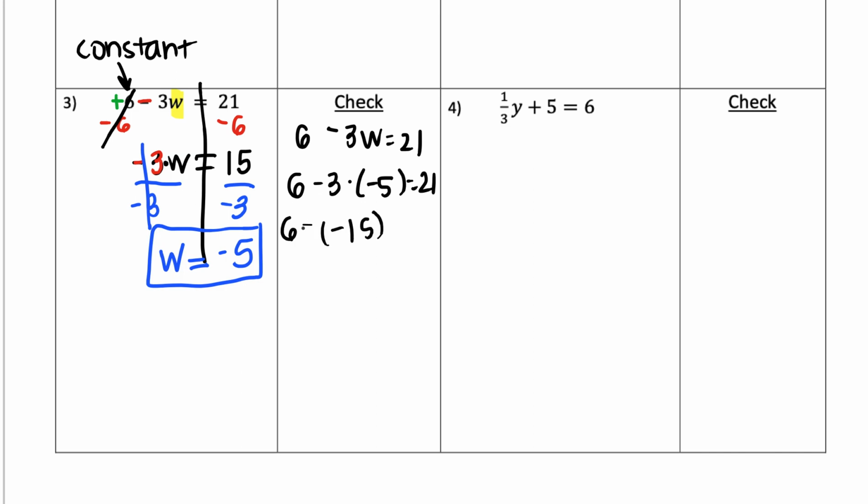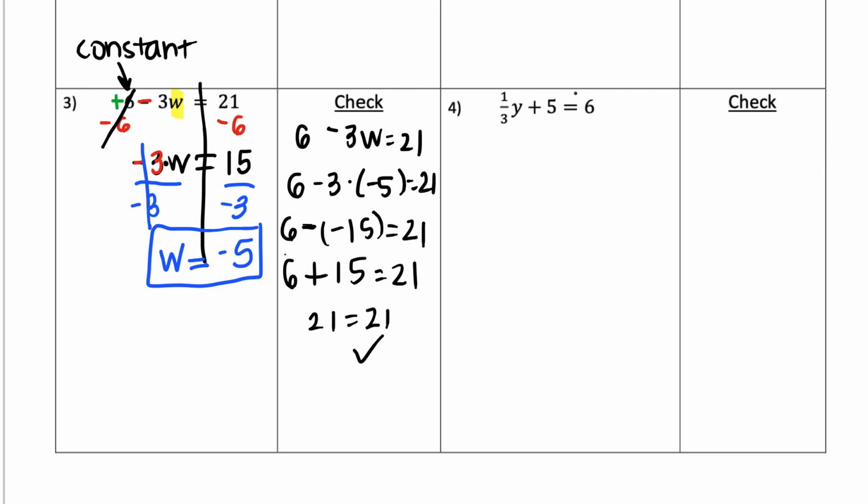And I already had this minus sign coming down, so now I'm left with 6 minus -15. Well, we talked about how subtraction is the same as adding the opposite. So we're going to add positive 15. Minus a negative becomes adding that positive. And 6 plus 15 does indeed equal 21. So 21 is the right answer that we wanted, meaning that our w value of -5 is correct.